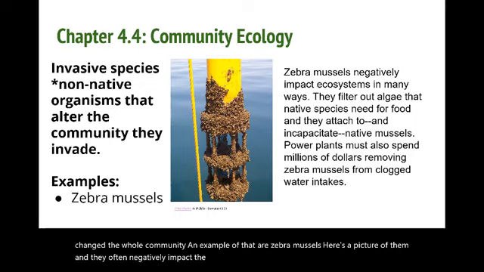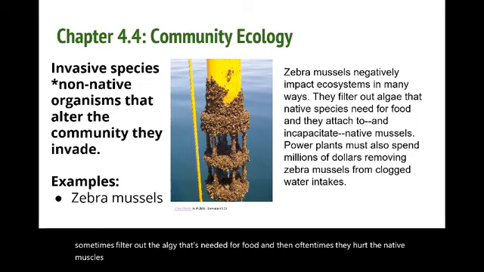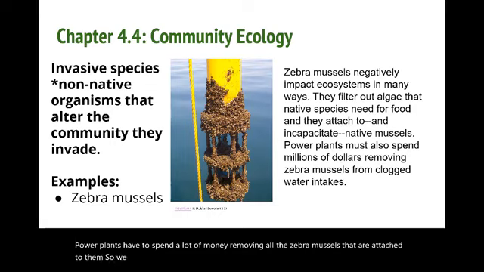They are filter feeders, and so they sometimes filter out the algae that's needed for food. And oftentimes they hurt the native mussels that are in that particular community. If you look here, you will see a clogged water intake that power plants often have to spend a lot of money removing, with all these zebra mussels attached to them. So we would describe these as invasive species because they affect the community in a negative way.